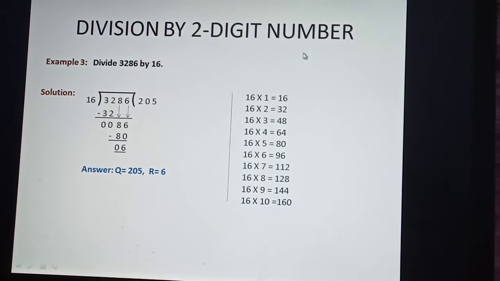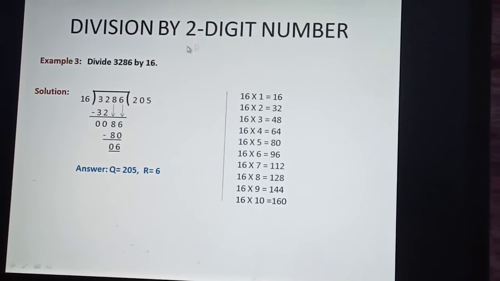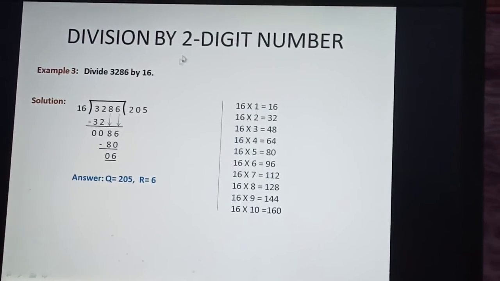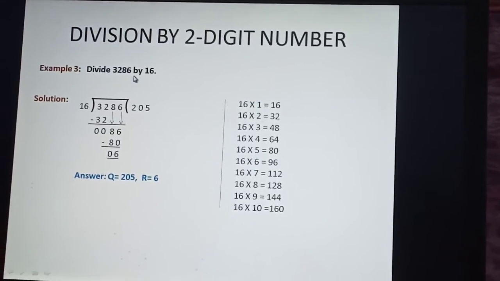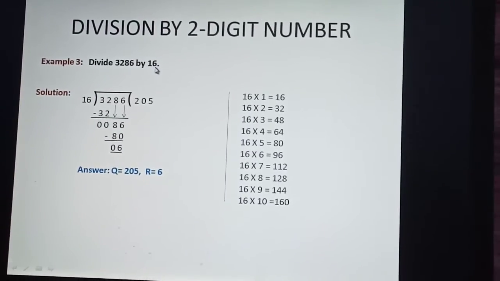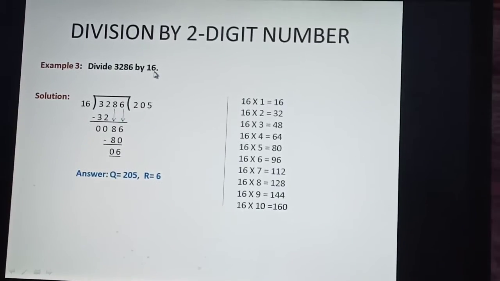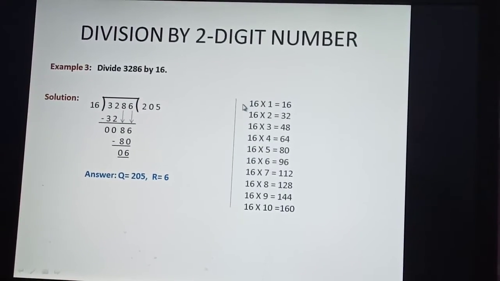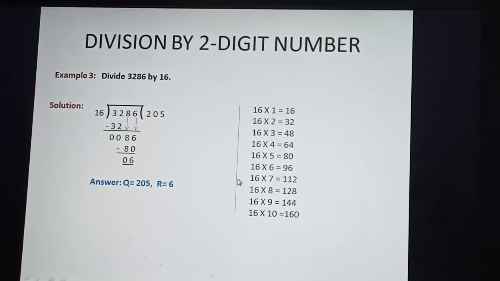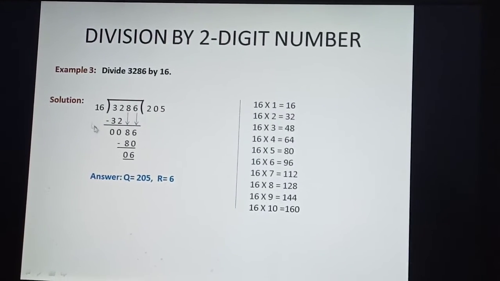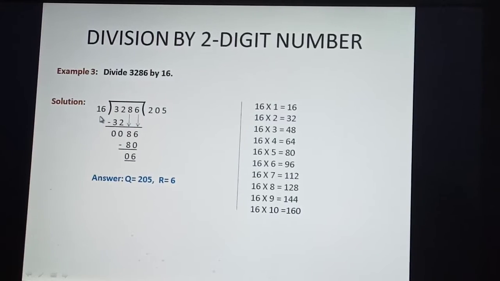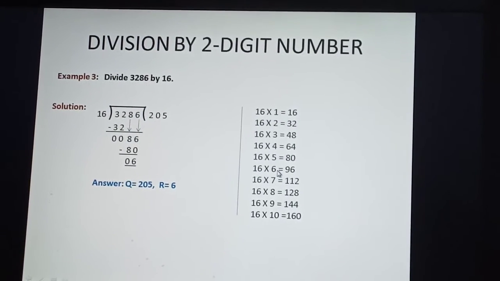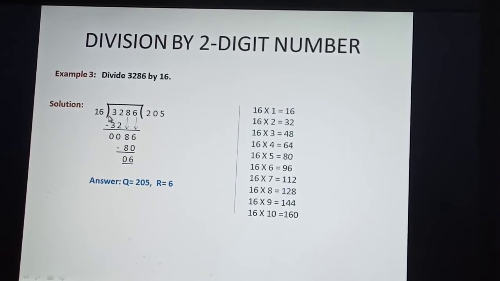Now the next topic is division by two-digit number. Here we will divide a given number by two-digit number. It is similar to the case of division by single digit. First of all, it is always helpful to write the table of the divisor. What is the divisor here? 16. So first of all, we will write the table of 16 and then we will start the division.